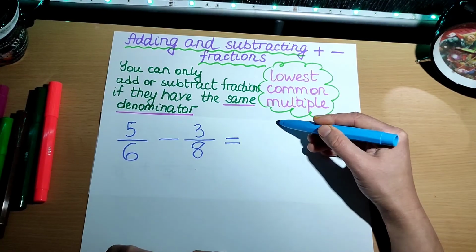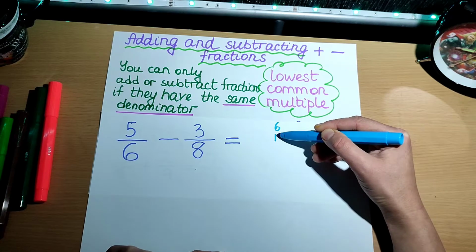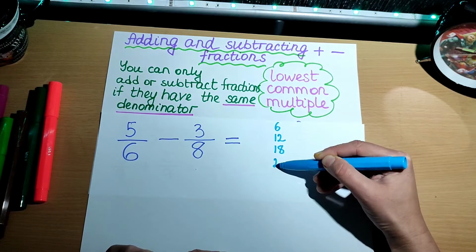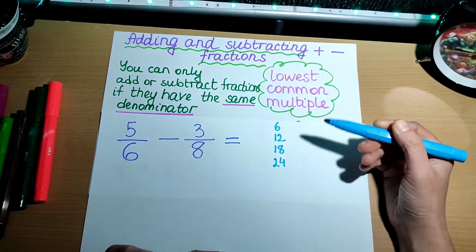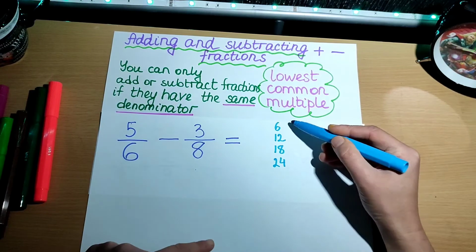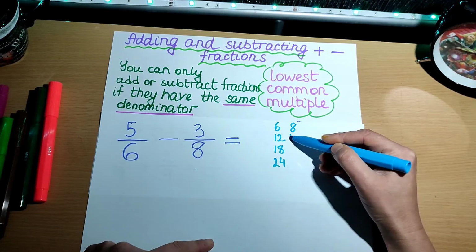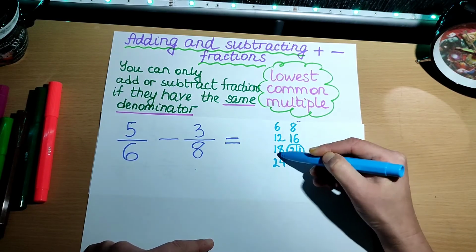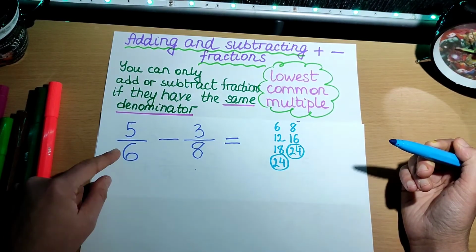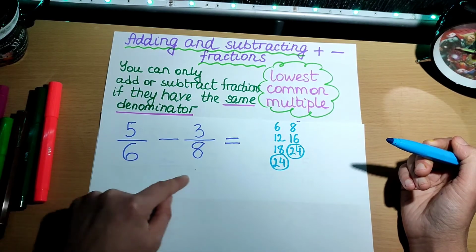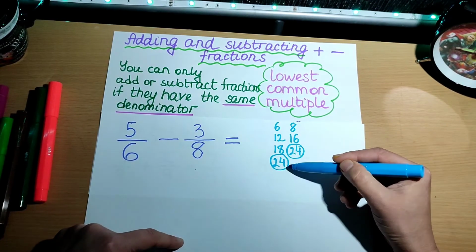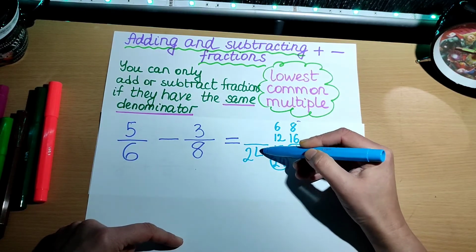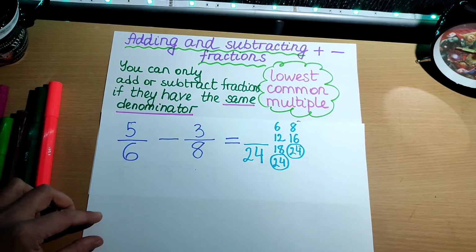Let's count in 6s first. 6, 12, 18, 24. Let's just stop there. Now let's count in 8s. 8, 16, 24. Ooh, that's the lowest common multiple. So let's turn both of these fractions into 24ths. The denominator is going to be 24.